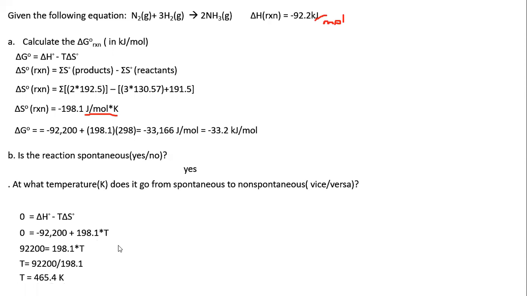We get 465.4 Kelvin. At that temperature, delta G is 0. So above this temperature, it would become non-spontaneous. Below this temperature, the reaction would be spontaneous. And if you remember in the previous question, we answered that this reaction would be spontaneous at low temperature. So low temperature is anything less than 465.4 Kelvin. Above this temperature, it's non-spontaneous.